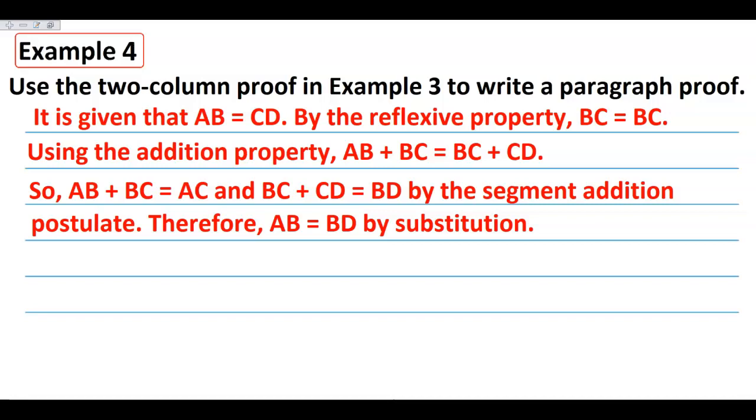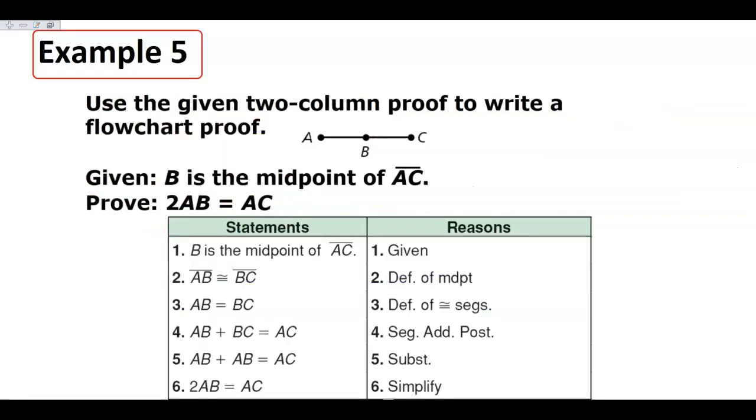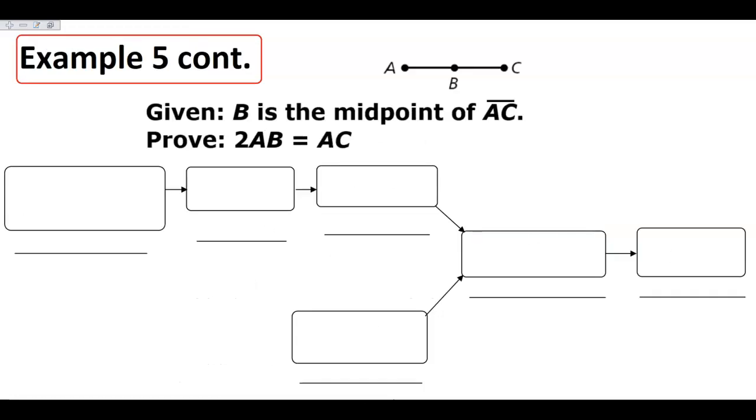Okay, let's look at our last type of proof. We've seen the two-column, okay? We've seen the paragraph proof right here, and the last type of proof is going to be a flow proof. So what we're going to do is take this two-column proof that's right here and write it as a flow proof, which you can see what it looks like on your notes. We're going to put those steps into these boxes and lines, okay?